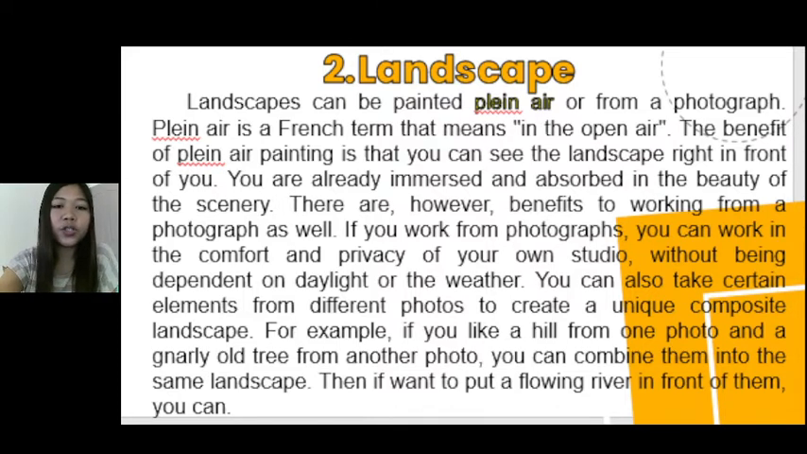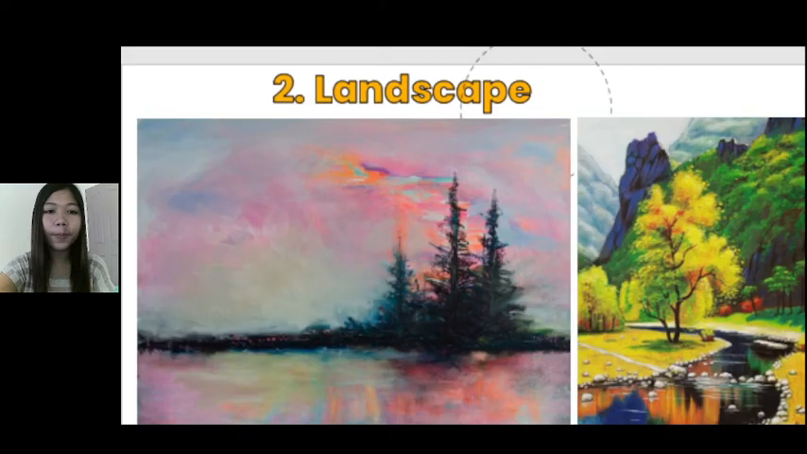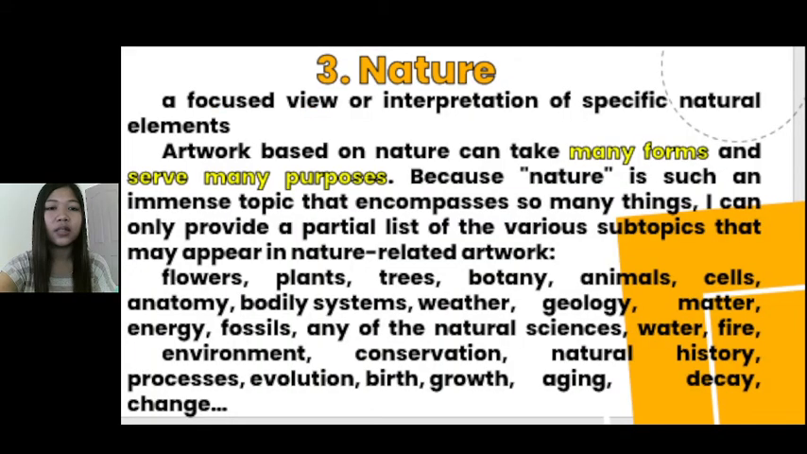You can also take certain elements from different photos to create a unique composite landscape. For example, if you like a hill from one photo and an old tree from another photo, you can combine them into the same landscape. Then, if you want to put a flowing river in front of them, you can. So you can personalize it. Okay, here are some examples of landscape painting. Next is nature.